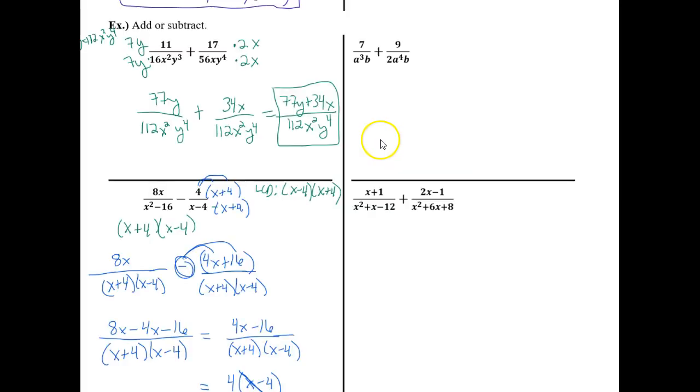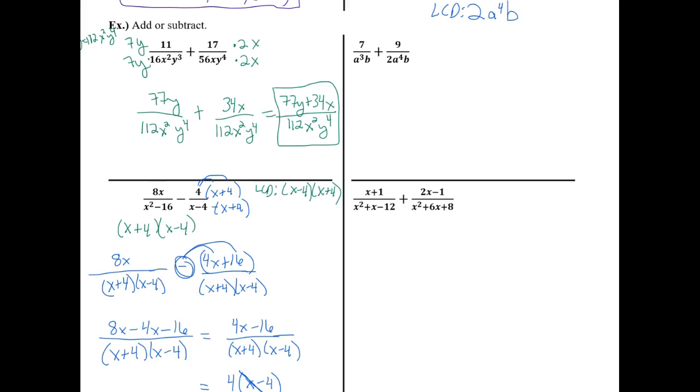Okay, let's try to add these two here on the right. 7 divided by a cubed times b plus 9 divided by 2a to the 4th b. First step, we have to find the LCD. Remember, we're taking the most of each factor that we see. As far as the numbers go, there's only a 2, so I have to take that 2. Then I look at a cubed and a to the 4th. Which one has the most? I take a to the 4th. They each have 1b, so I take 1b.